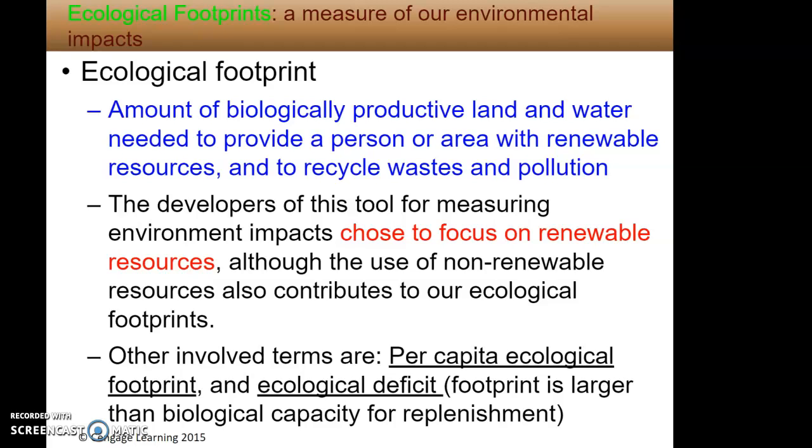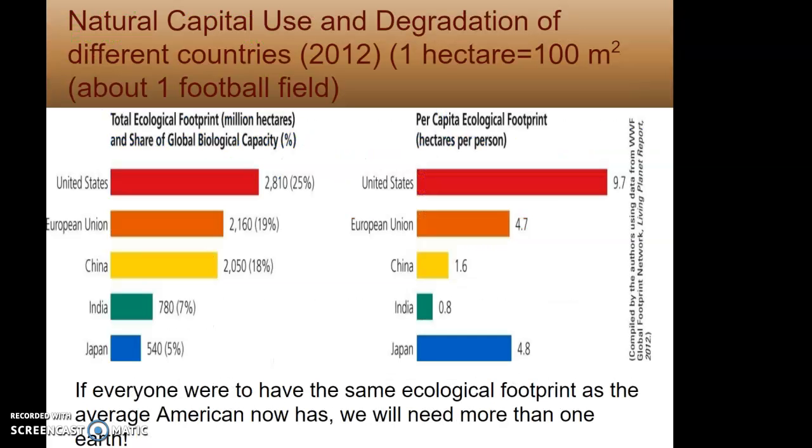Another one, if they say a country has ecological deficit, that means their ecological footprint is larger than their land can provide, so larger than the biological capacity for replenishment. So Americans cause more environmental damage. So America is a country with ecological deficit. Remember, we talked about developed and less developed countries. So they use the environment in a different way.